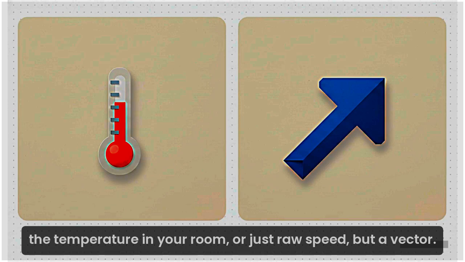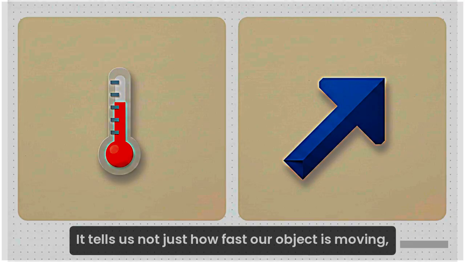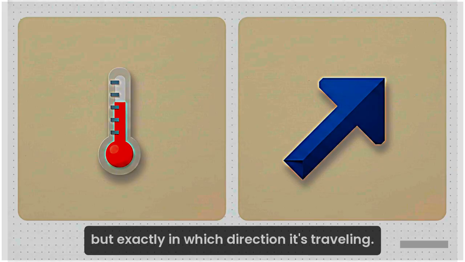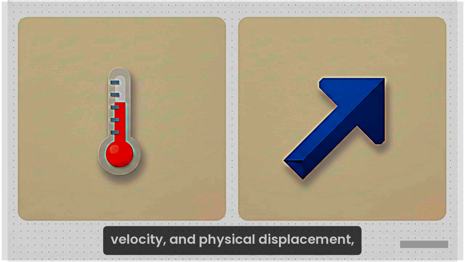But a vector is a whole different beast. It's an actual arrow that gives us magnitude and direction. It tells us not just how fast our object is moving, but exactly in which direction it's traveling. We're talking about forces, velocity, and physical displacement.